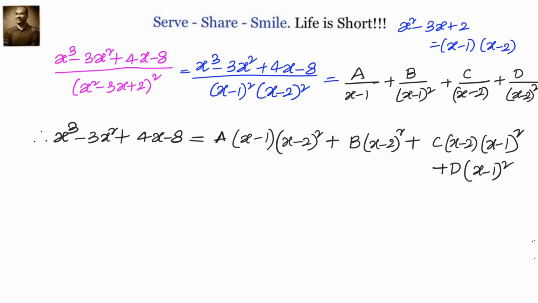Now before expanding, we'll just try to plug in some values and try to get the values of b and d here. Let x equals 1. In that case, a, c, d will cancel out, b will be left out. Left hand side will have minus 6 and right hand side will be equal to b. So from that, we will get b equals minus 6.